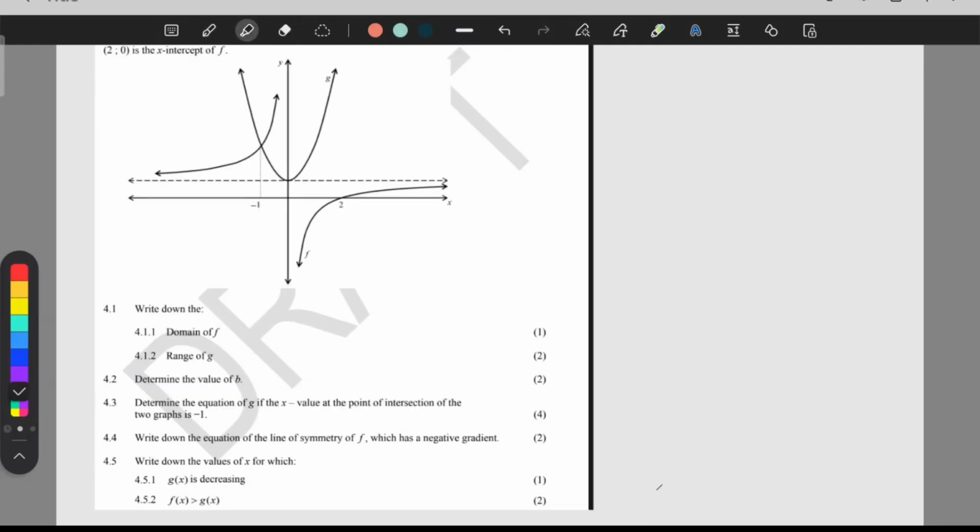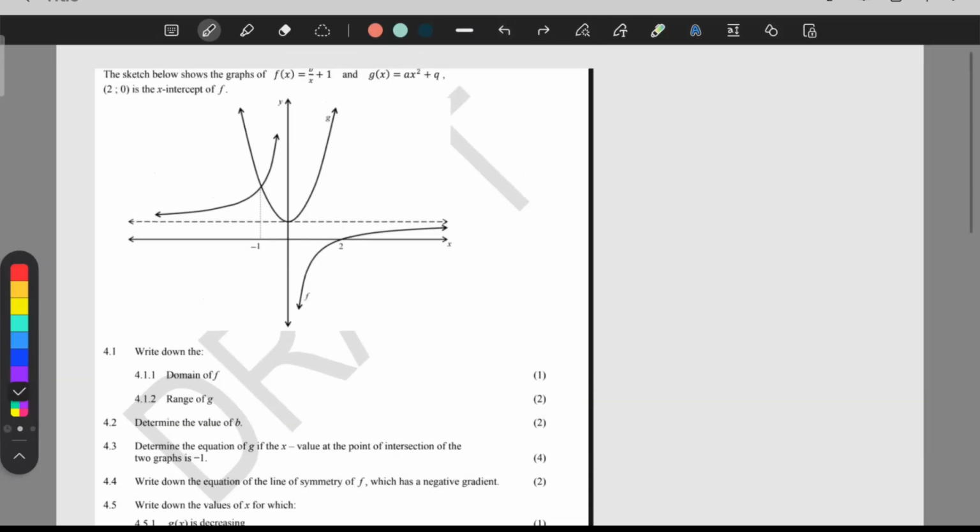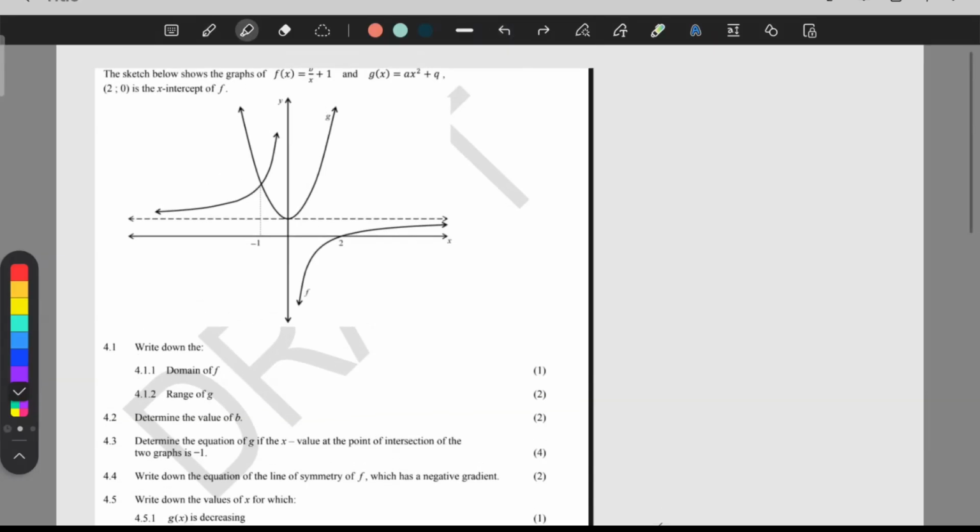Okay, our next question. For which values of x is g of x decreasing? So when is g of x decreasing? G of x is the parabola. So if I go from left to right, from here to here, it's going down. So that's decreasing. And then after the turning point, from here to here, it goes up. So the yellow part is where it is decreasing, eh?